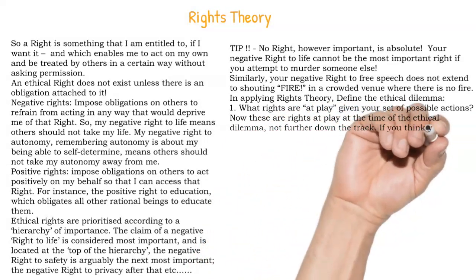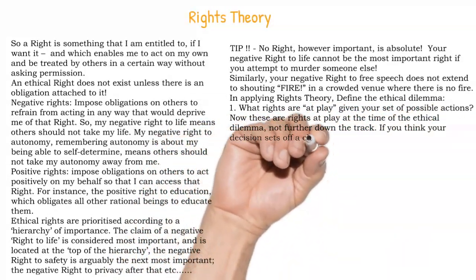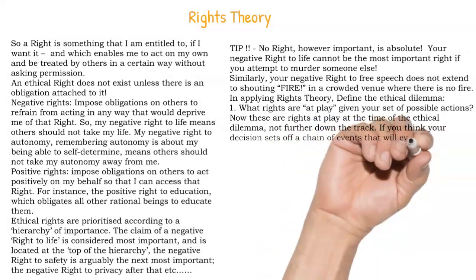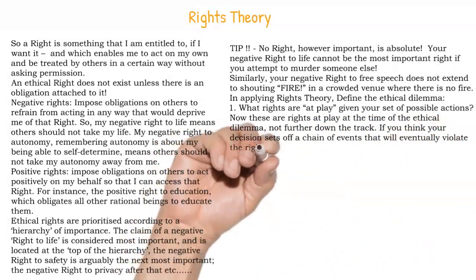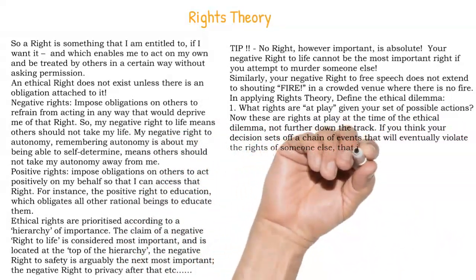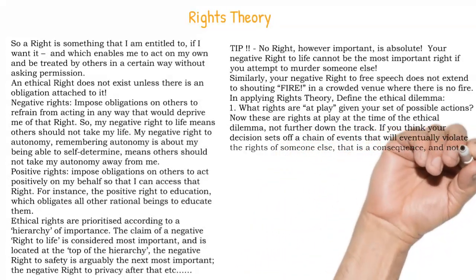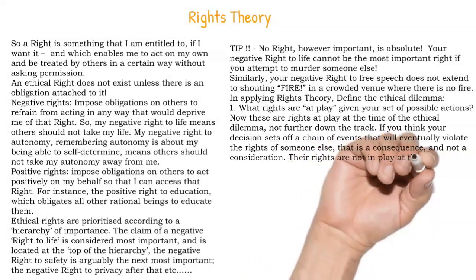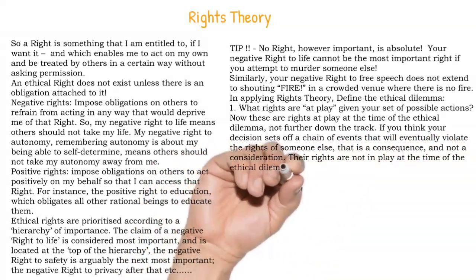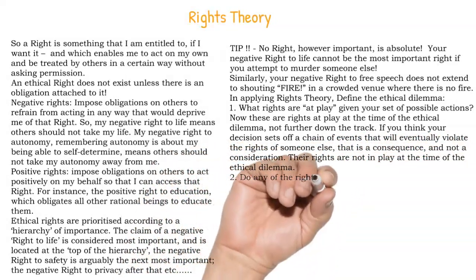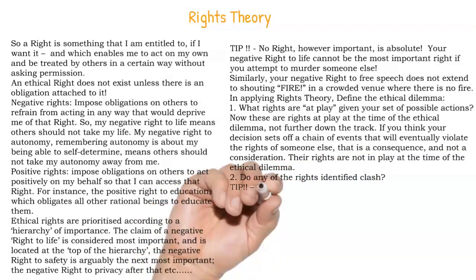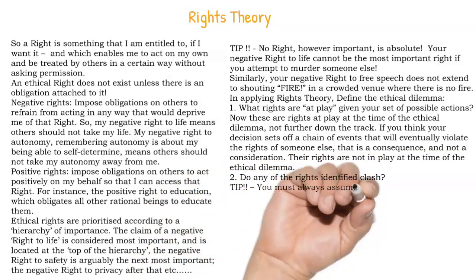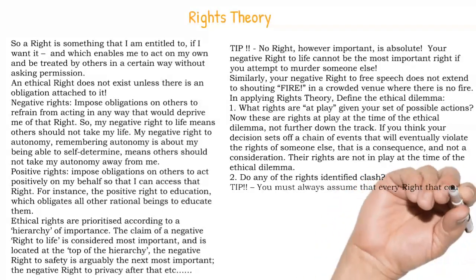In applying rights theory, we define the ethical dilemma. What rights are at play, given your set of possible actions? Now, these are rights at play at the time of the ethical dilemma, not further down the track. If you think your decision sets off a chain of events that will eventually violate the rights of someone else, that is a consequence and not a consideration for you in your ethical decision. Their rights are not in play at the time of the ethical dilemma.